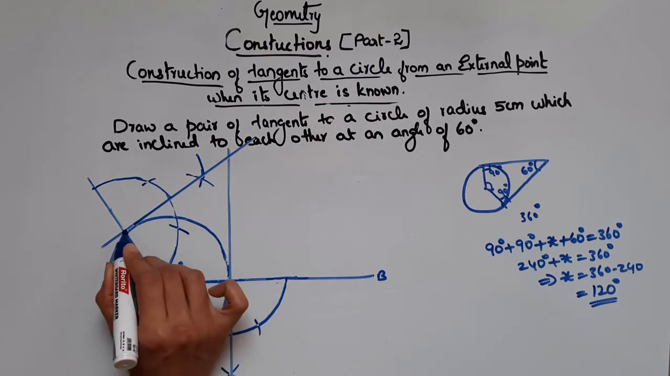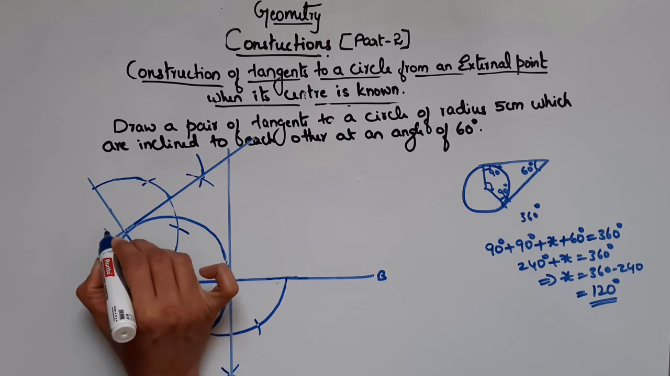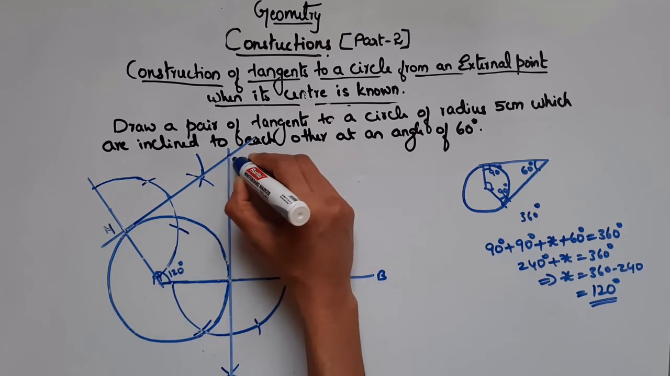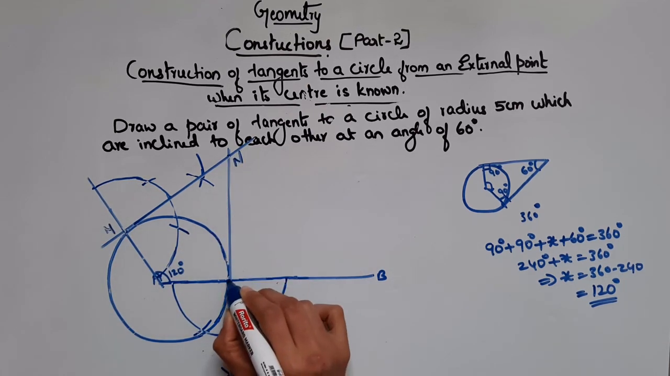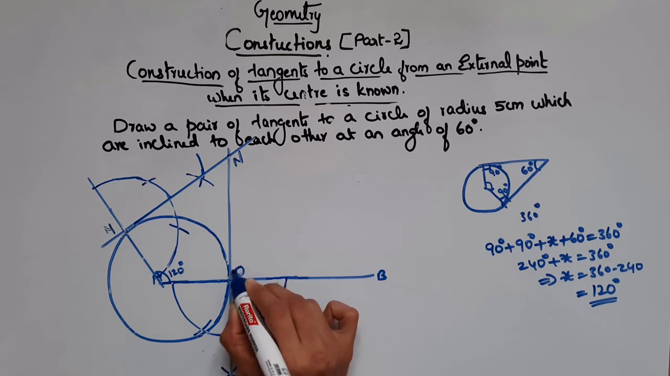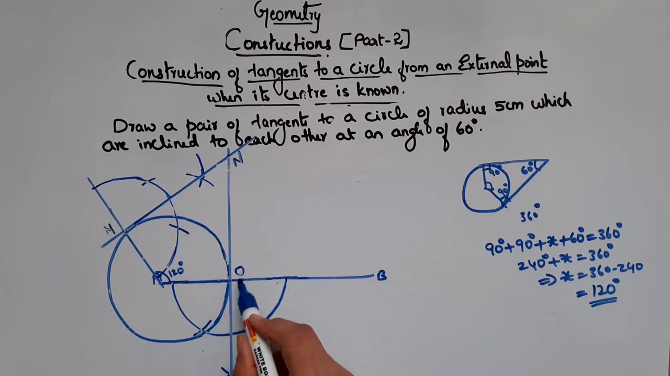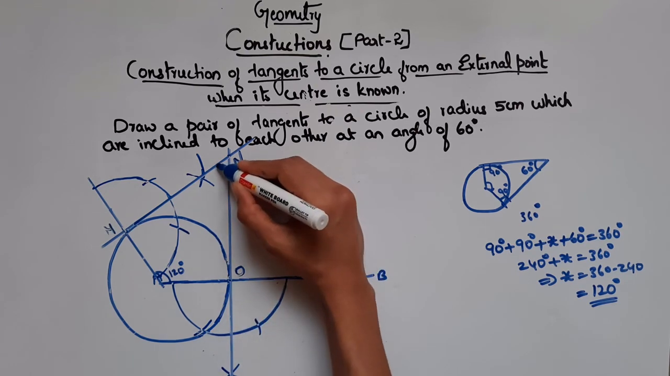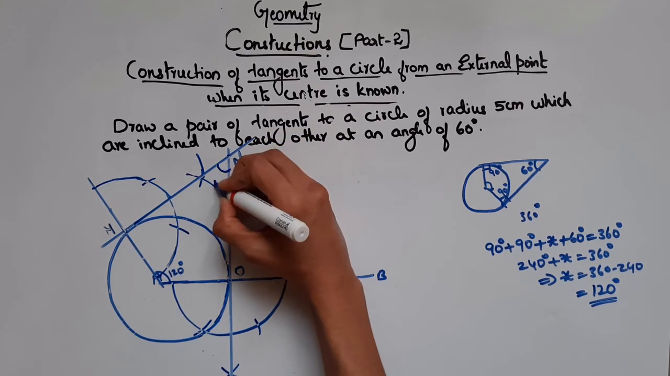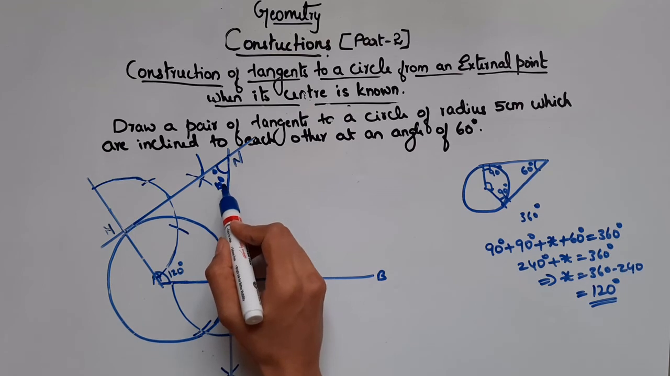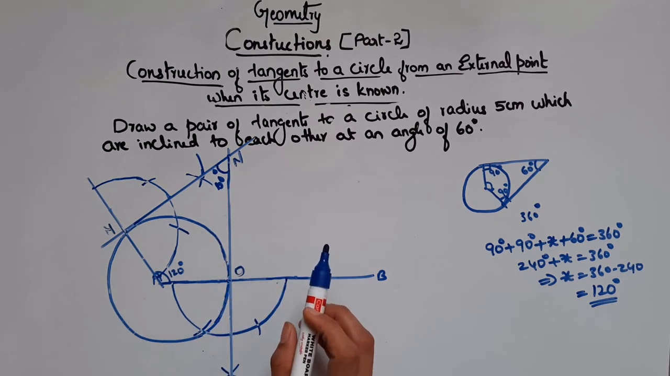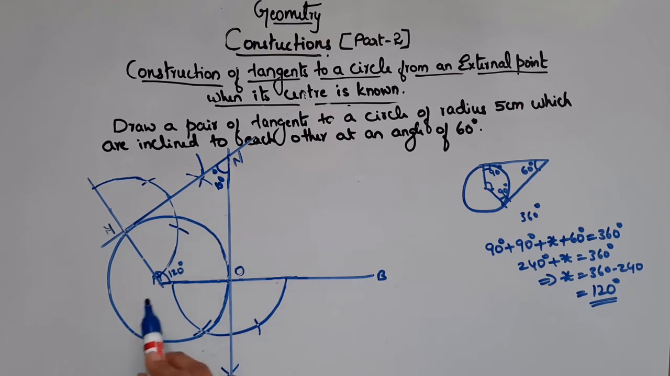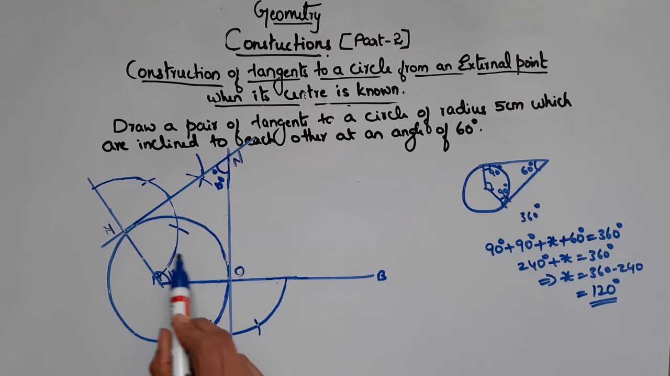So now let's name this point as M. This we will take as N, and here this we will take as O. So here ON and MN are the two tangents, and the angle between those two tangents is 60 degrees. I hope this is clear. So let me repeat. First you will take a line and construct a circle of given radius, and then you have to see what is the center angle.